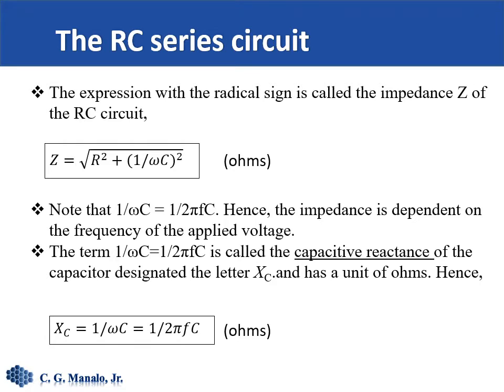Also, take note that the expression 1 over omega C, which is 1 over 2 pi fC, is what we call the capacitive reactance of the capacitor. And we have a new name for that. We have a new variable for that, which is X sub C. The unit there is also in ohms.